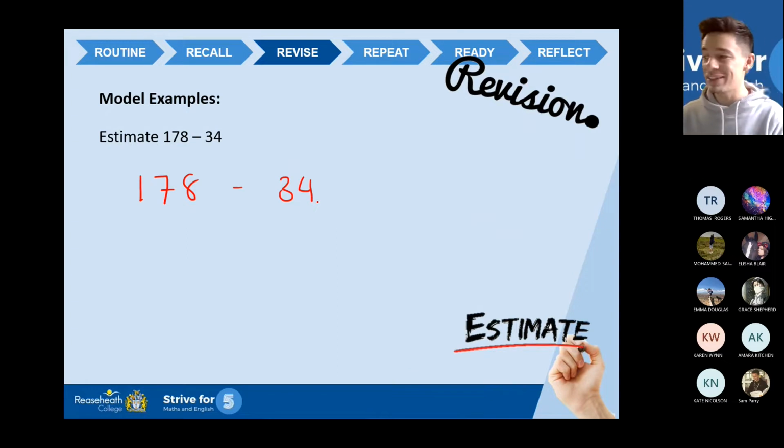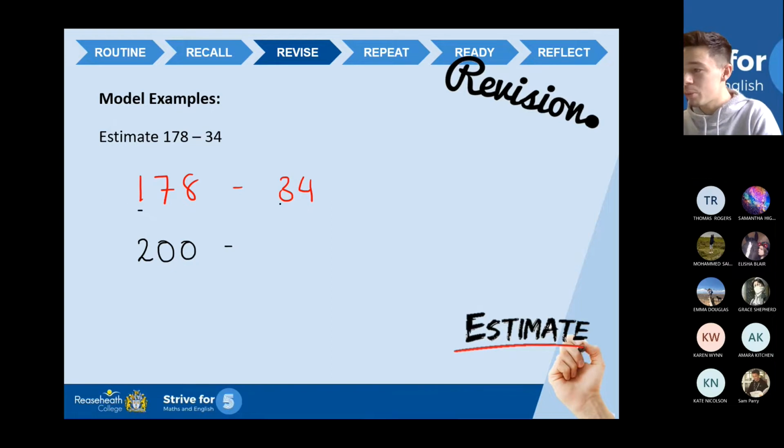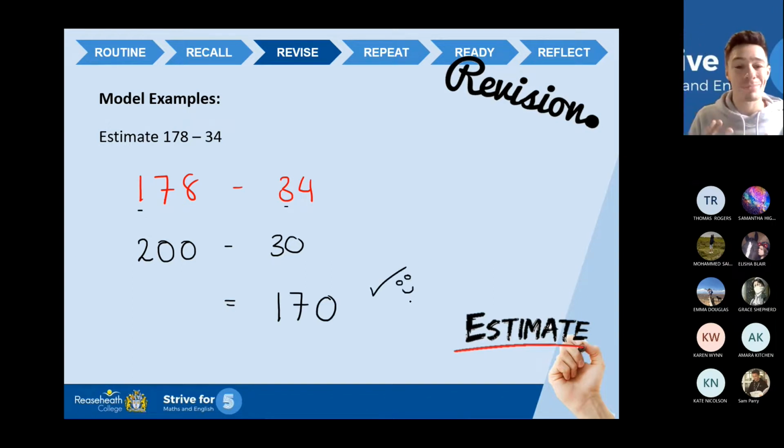So 178, we round it to the first significant figure. The number 1 is the first number. What is the 7 going to do to the 1? It's going to round it up. Remember, if it's 5 or more, it rounds it up. If it's 4 or less, the number stays the same. So the 7 is going to round the 1 up to a 2, and we round the rest of the number to 0. So it becomes 200. 34, well, the 4 is going to keep the 3 the same. So it stays as 3, and then the rest of the number goes to 0. So it becomes 30. 200 take away 30 gives me 170. That is my estimated answer.